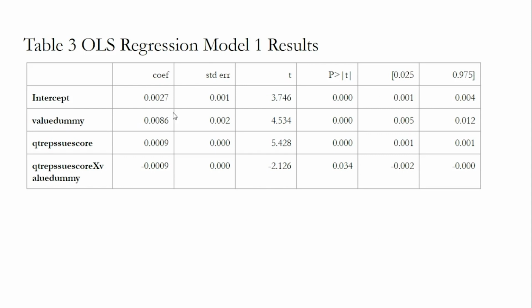So here again, yeah, the value dummy is positive, and so this would be more than 3 times, almost 4 times it looks like, the return for value firms if there's no earnings surprise. So if they meet exactly and these two are 0, the stock is going to move up about 1 basis point for value firms, and about a quarter of a basis point for growth firms.